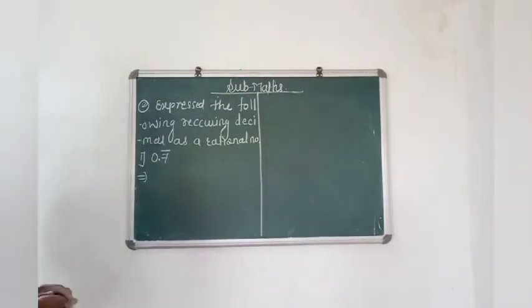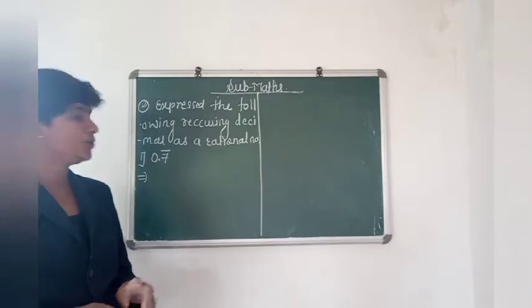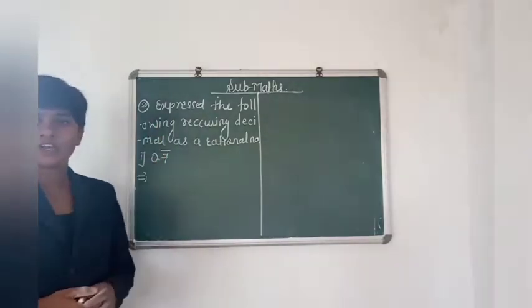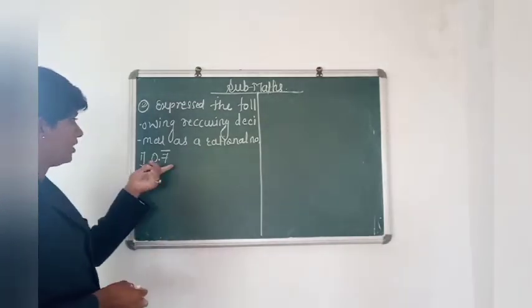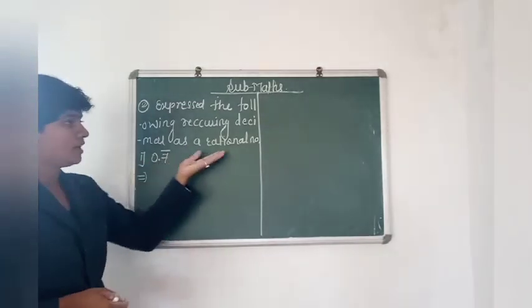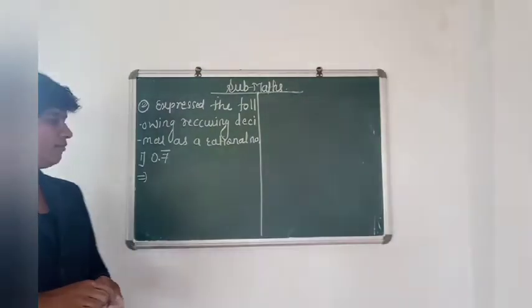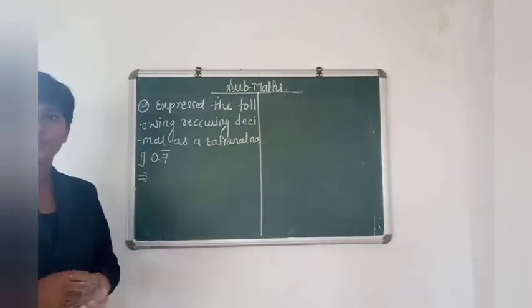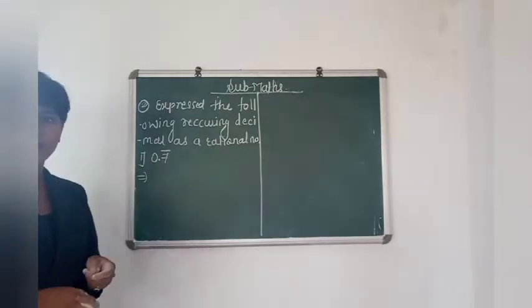Now see here the second example of exercise 3.2: express the following recurring decimal as a rational number. This recurring decimal that is given, you have to write in the form of a rational number, that is p upon q. See here the first example, 0.7 bar. This is your recurring decimal.